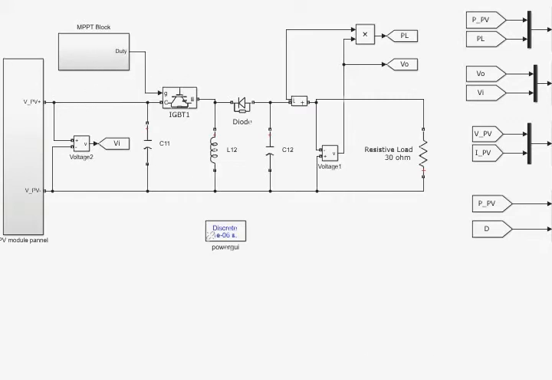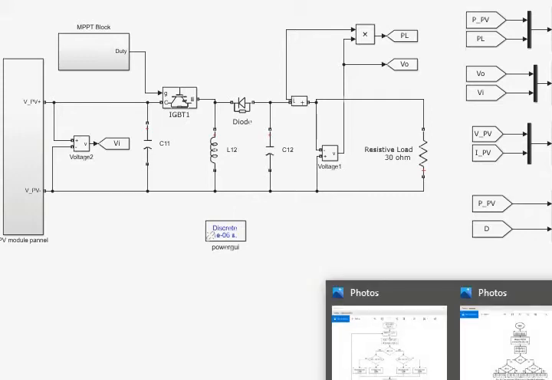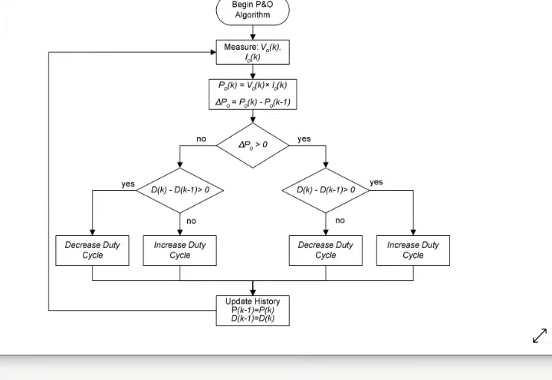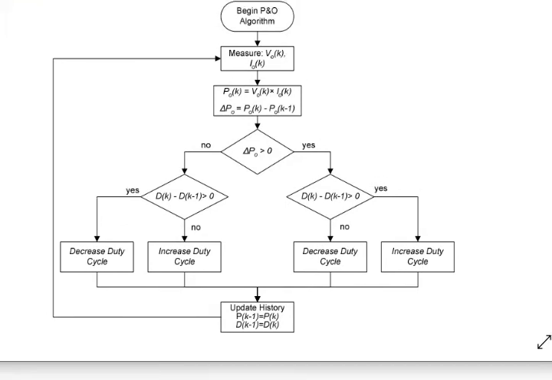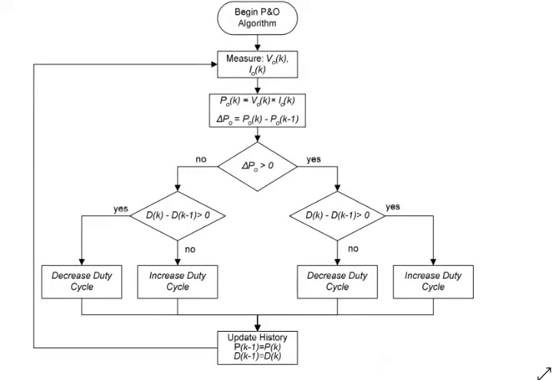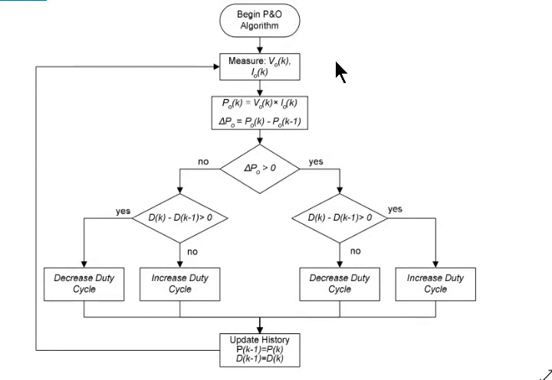We have used the perturb and observe algorithm. In this algorithm we measure the voltage and the current of the PV module, and from that V and I we calculate the power of the PV module and the difference between the present power and the previous power, K and K minus 1. We hold the previous power from the previous cycle, so we take the difference as delta P.